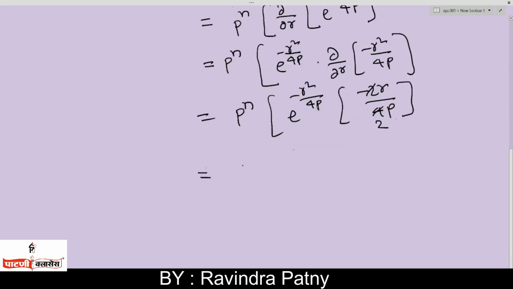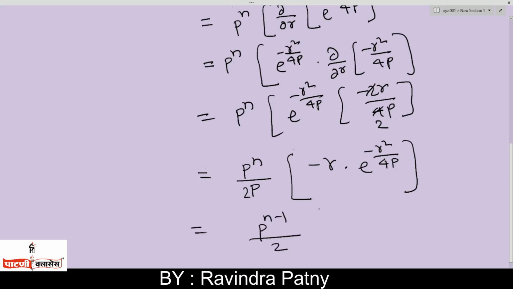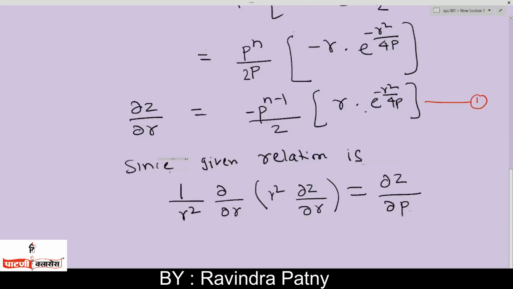This equals p raised to n into minus r upon 2p, e raised to minus r square upon 4p. This equals p raised to n minus 1 upon 2, with minus taken outside, r e raised to minus r square upon 4p. This is nothing but ∂z/∂r. So we have ∂z/∂r equals this much, given by equation 1.